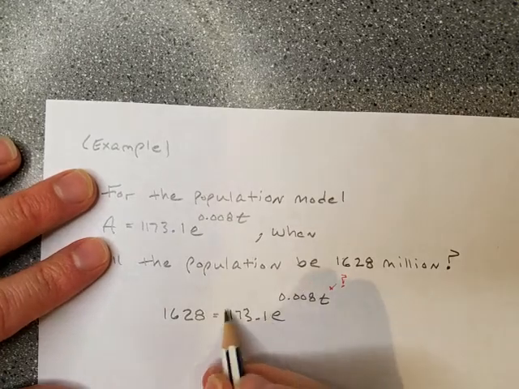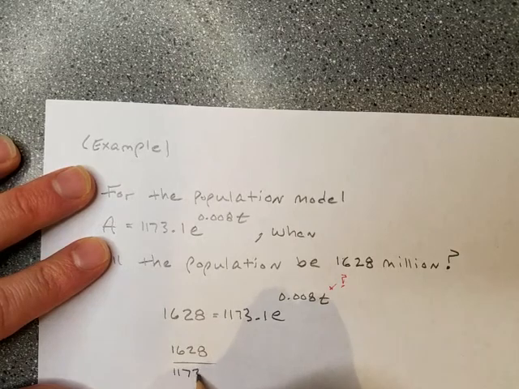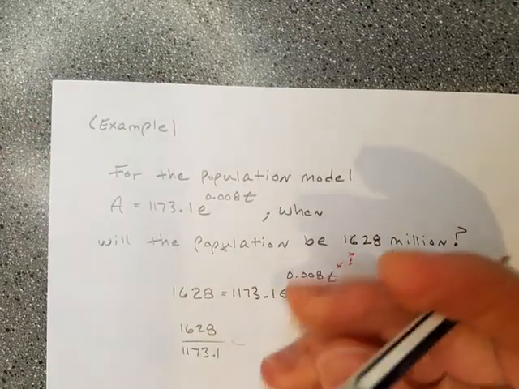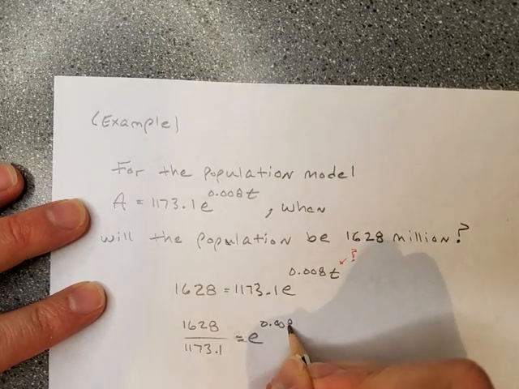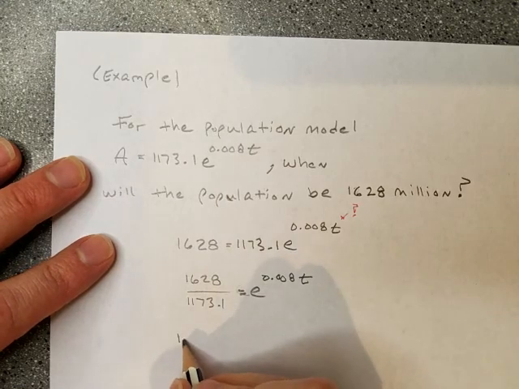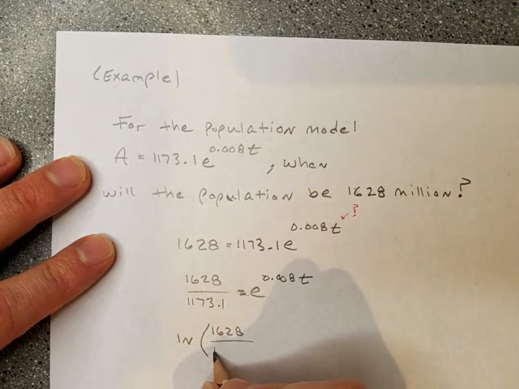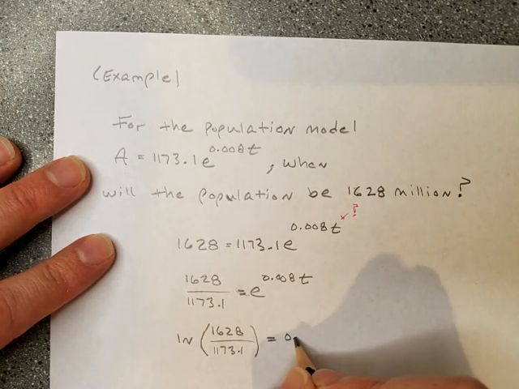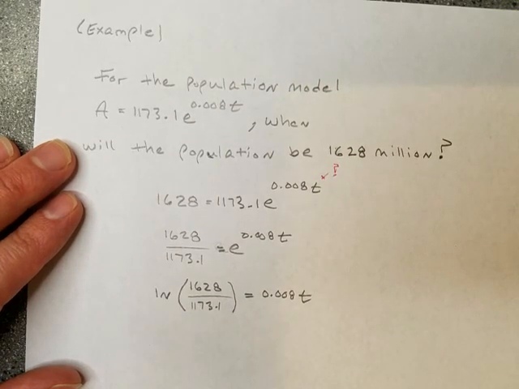I'll divide, so I get 1628 over 1173.1 equals e to the power 0.008t. Next, I'll take the natural log of 1628 over 1173.1, which is equal to 0.008t. So why that? There's our logarithm. That's the natural logarithm.